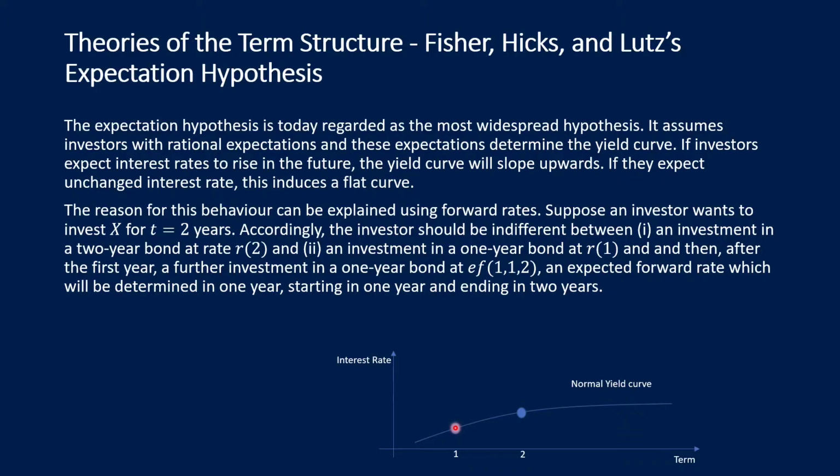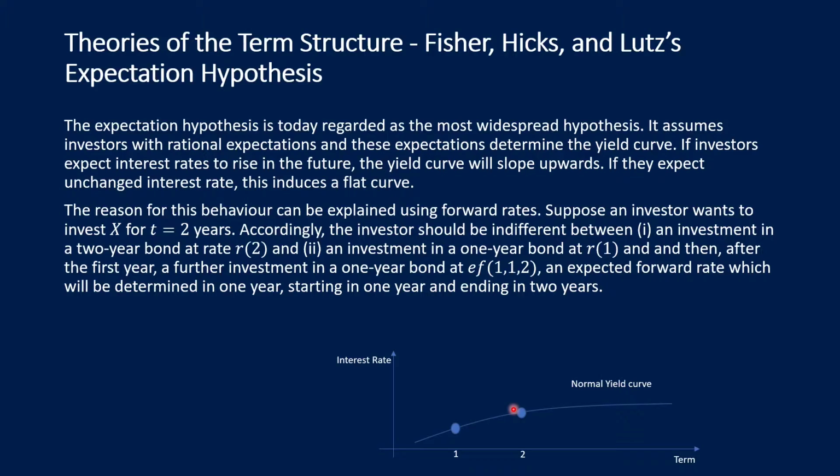But since you don't know the interest rate after 1 year, you can apply something like a forward rate. A forward rate is a rate that you negotiate now, but that starts in 1 year and holds for another year. So investing for 1 year and then for another year at that forward rate is the second option.